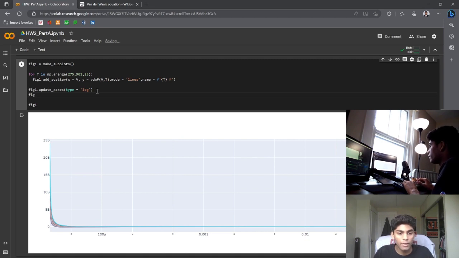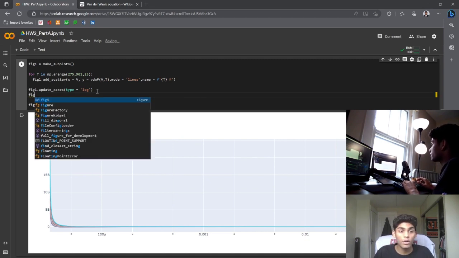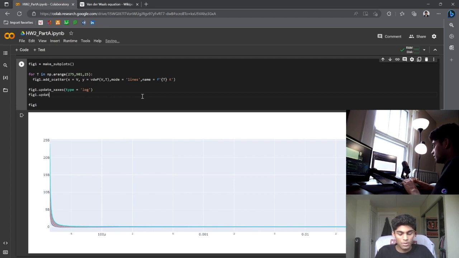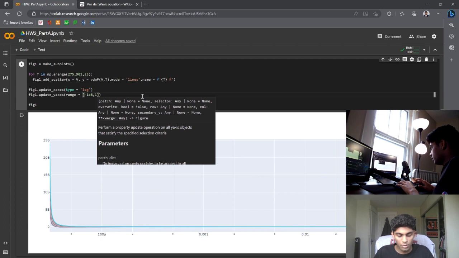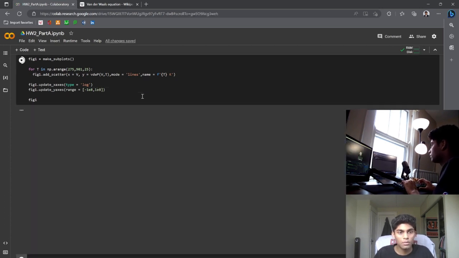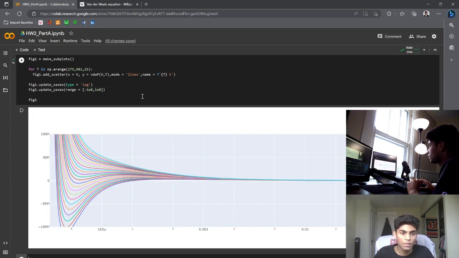Let's make it a range now, because I don't think we want to see up until 25 billion. That just seems absurd, no matter which way you cut it. So update y-axis, and let's go range is equal to negative 1e8 to 1e8, which is 10 to the 8th. Let's see how that looks. Okay, now we're starting to see a lot more difference here.